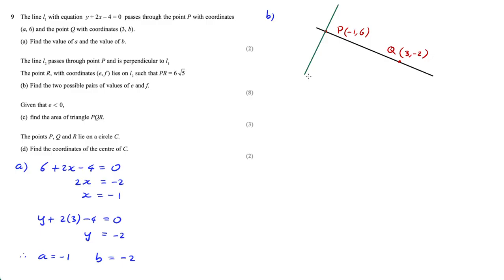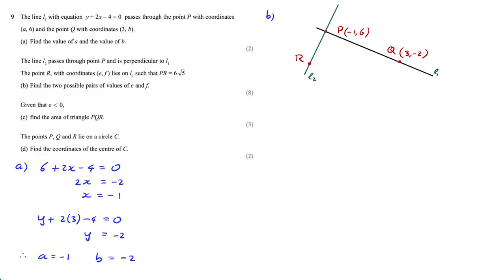and this is L1. The point R with coordinates E, F lies on L2 such that PR is 6 root 5. Okay, so R is here, and then PR is 6 root 5. Find two possible pairs of values of E, F. So where could R be? Well, it could be here or up here somewhere, but we'll figure it out using algebra.